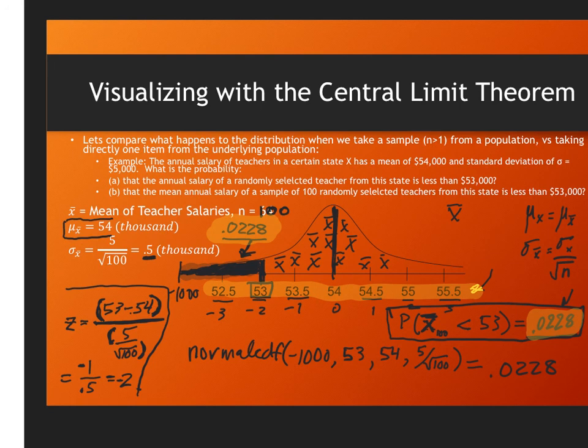Because that individual population, for us to select 100 teachers and to have their average come out less than 53,000, that's the idea of sampling. When we sample, we get values that are closer to the center, closer to the mean, and therefore it changes the layout of my probabilities.